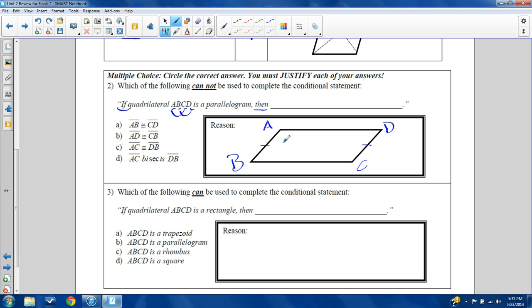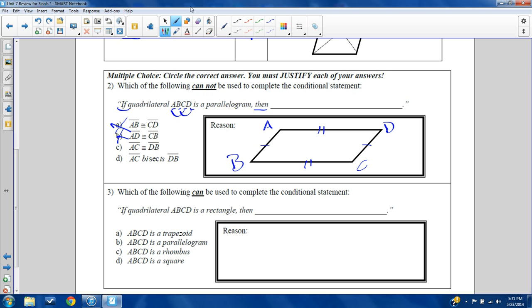That's one of the properties. AD is congruent to BC. Once again, opposite sides of a parallelogram are congruent. So these are, well, they're not false. These are true, but they don't give me the correct answer. I'm trying to look for the answer that would not be true.